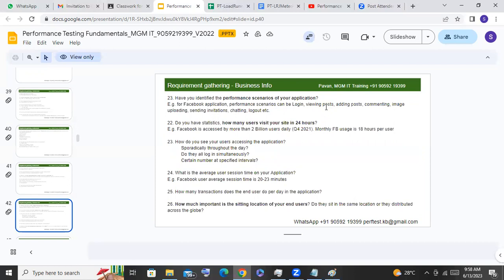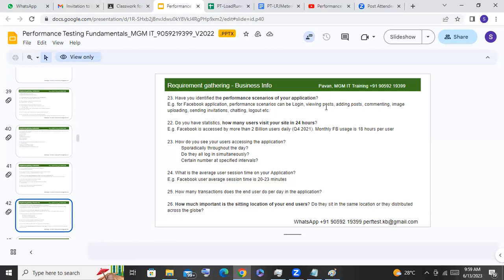Normally, you try to define the performance test scenarios in 3 ways. What are those 3 ways? I would come back to this, guys, but I'm just trying to give you a high level understanding.